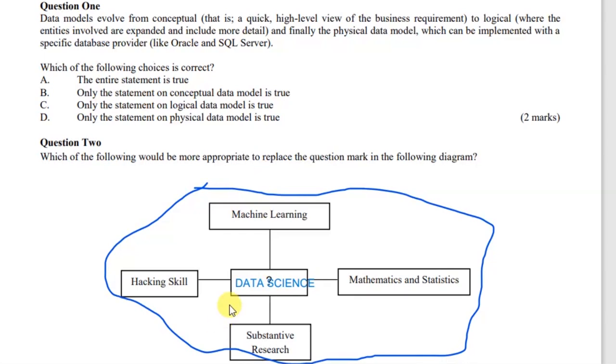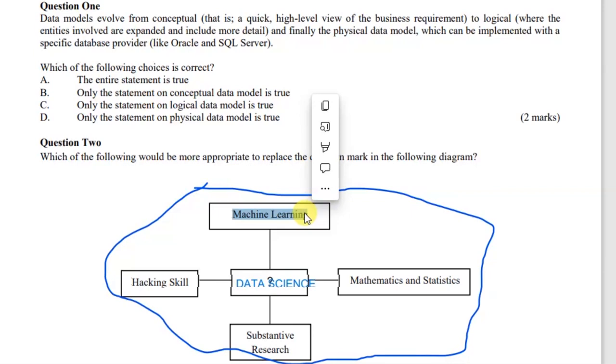Data science is a multidisciplinary approach that combines principles and practices from different fields such as mathematics, statistics, machine learning, hacking, and substantive knowledge, and so on. And the science seeks to analyze large amounts of data. In other words, data science is the study of data to extract meaningful insights for business. Do you understand? Now, these are the various fields in data science, and machine learning is one of the skills.